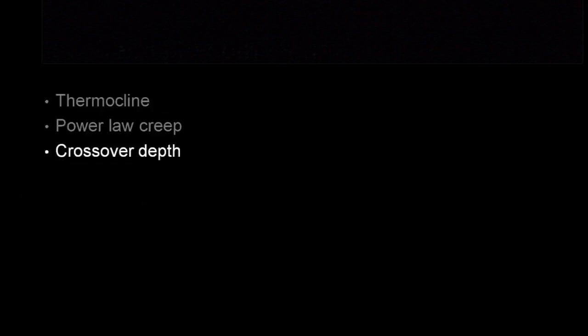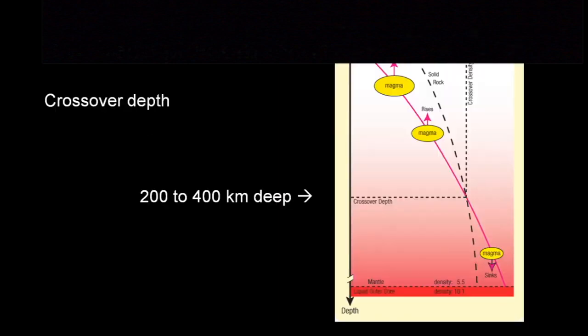The last weird phenomenon I'm going to show you is the crossover depth. We are used to magma rising up because molten material has a lower density than the same material in solid state. But it appears that molten rock is better compressible than solid rock. So if you put a lot of pressure on lava, it will eventually become more dense than the solid rock. So magma that is very deep inside the earth sinks.